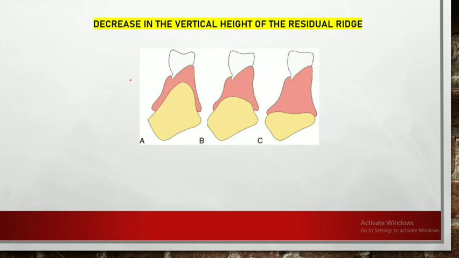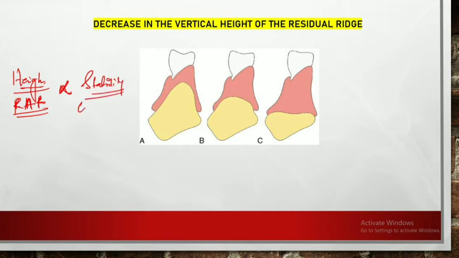Now next, moving on to our first factor, that is height of the residual alveolar ridge or vertical height of the residual alveolar ridge. So in this you can see 3 diagrams. All the 3 are having 3 different heights of residual alveolar ridge, right? So the height of the residual alveolar ridge is directly proportional to stability of your complete denture, right? How is this directly proportional?